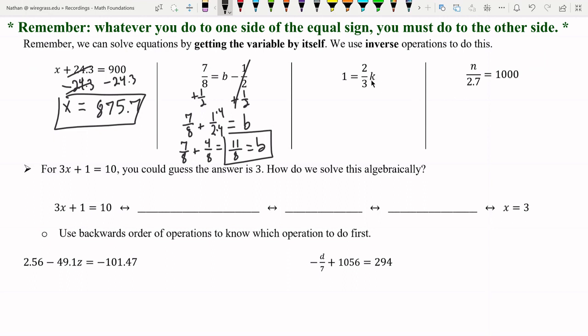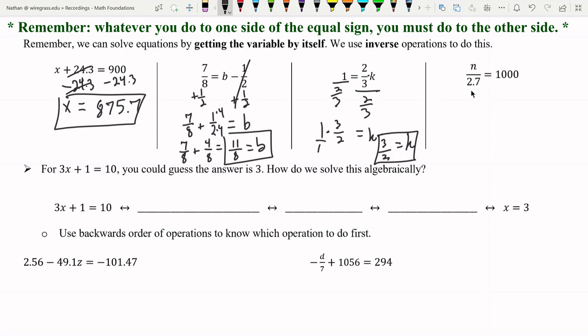Okay, here I am multiplying, right? This is 2/3 times k. To get k by itself, I'm going to divide by 2/3. And we're going to divide by a fraction, which is the same thing as multiplying by the reciprocal. This is just 1/1, which means k equals just 3/2 there. 1 times 3 is 3, 1 times 2 is 2, so 3/2 is the answer for that one.